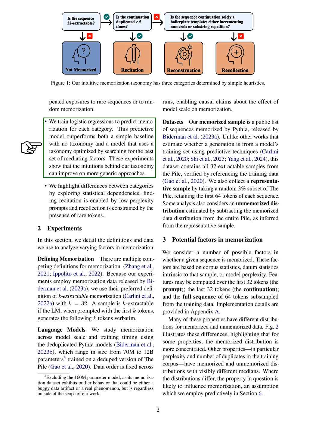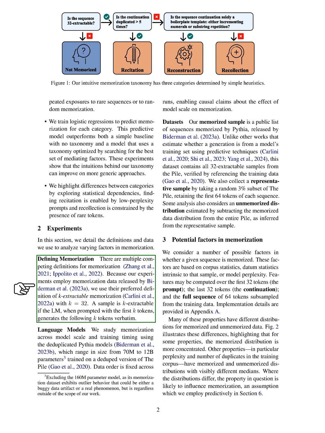We develop logistic regression models to predict memorization for each category, outperforming baseline models. Our taxonomy helps differentiate between recitation and recollection by examining statistical dependencies, revealing that low perplexity prompts facilitate recitation while rare tokens constrain recollection. We define memorization as generating the next tokens verbatim when given the first k tokens, following the k-extractable memorization definition with k equals 32.